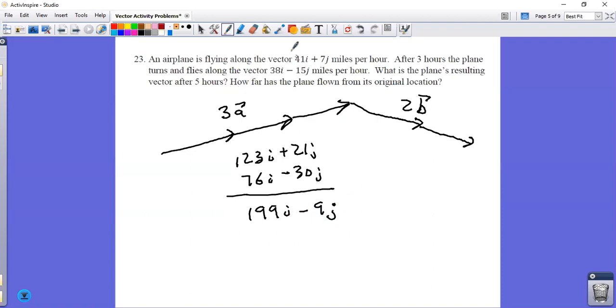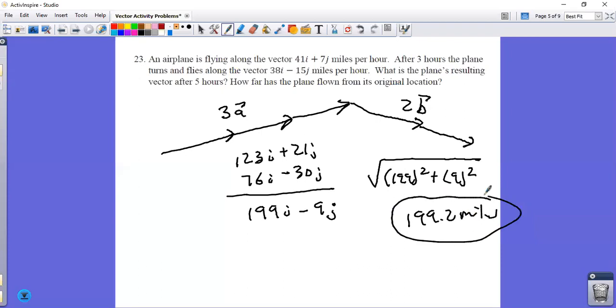And then how far, this is in distance, it's in miles. So the miles would be the 199 squared plus 9 squared. So the square root of 199 squared plus 9 squared is about 199.2 miles. That's it. So be careful about that if it's more than one vector.